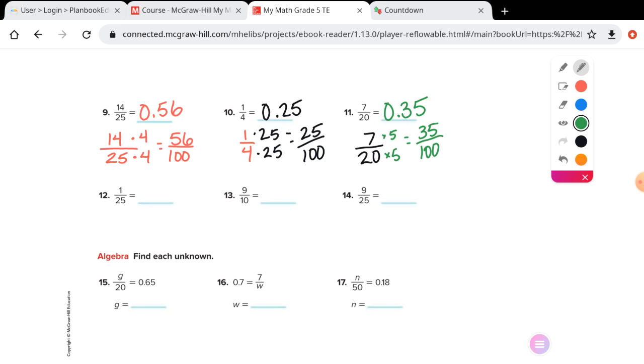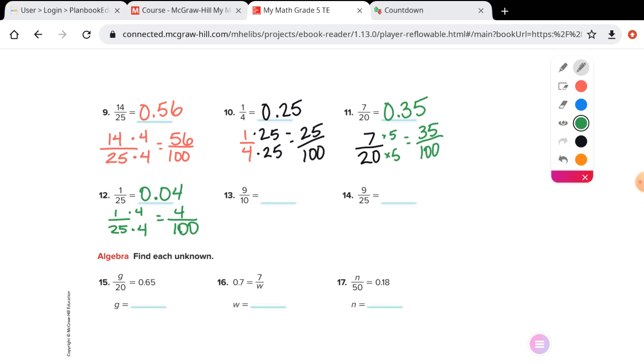Gabe, next one. Help me out. Okay, 25 is not 10, 100, or 1,000, so I have some work to do. So you could do times 4. Times 4. So that would give us 4 over 100. And what is that as a decimal, Gabe? 0.04. Good job, 0.04, because I need a 4 in the hundredths place.